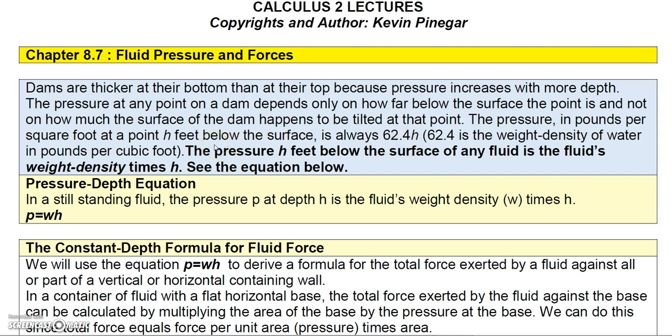where 62.4 is the weight density of water in pounds per cubic foot. The pressure h feet below the surface of any fluid is the fluid's weight density times h. So we get this pressure depth equation. In a still standing fluid, the pressure P at depth h is simply the fluid's weight density W times h. So the pressure would just be W times h.